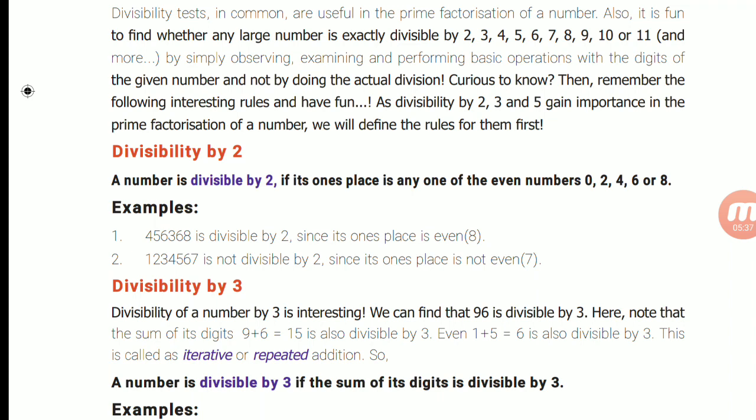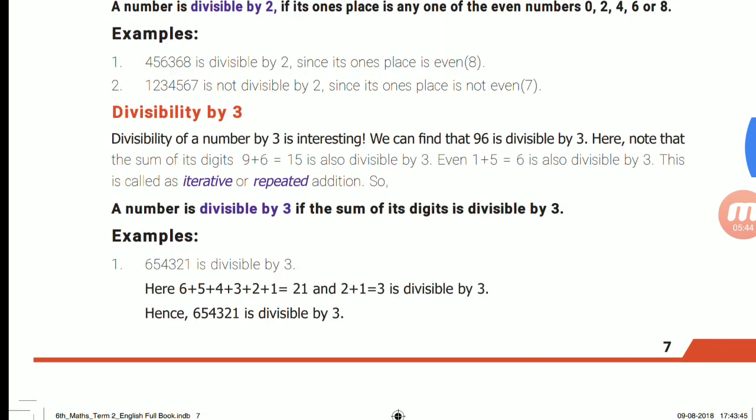12,34,567. The last digit of the number is 7, which is not an even number. So it is not divisible by 2. Okay, then divisibility by 3.